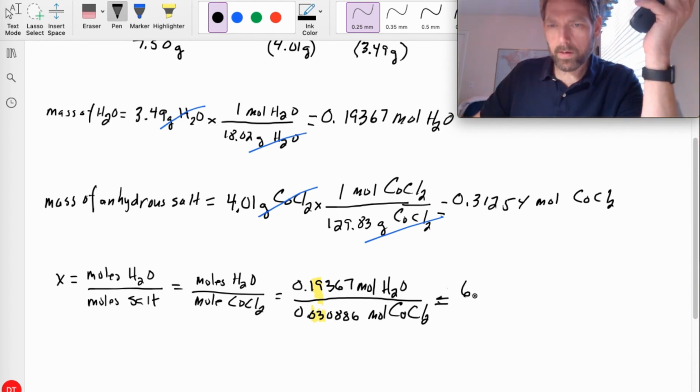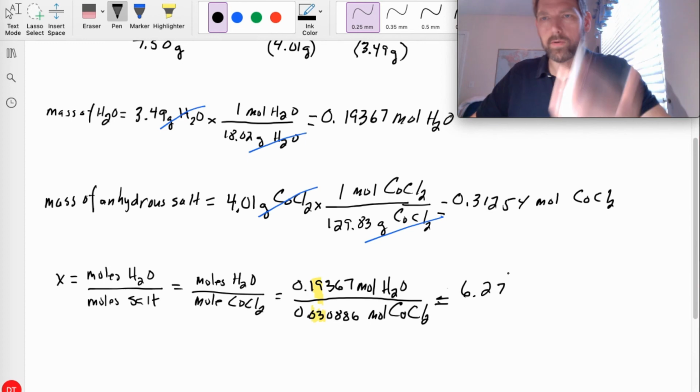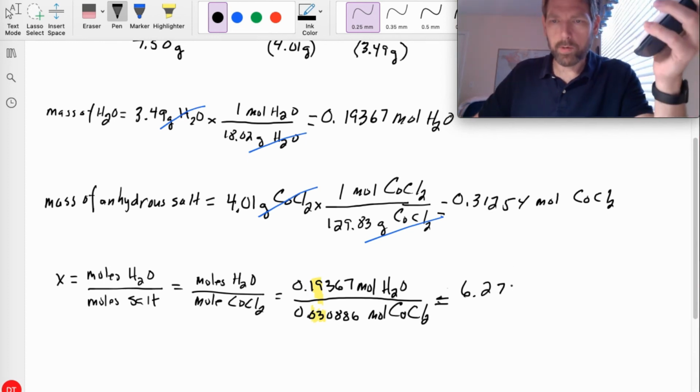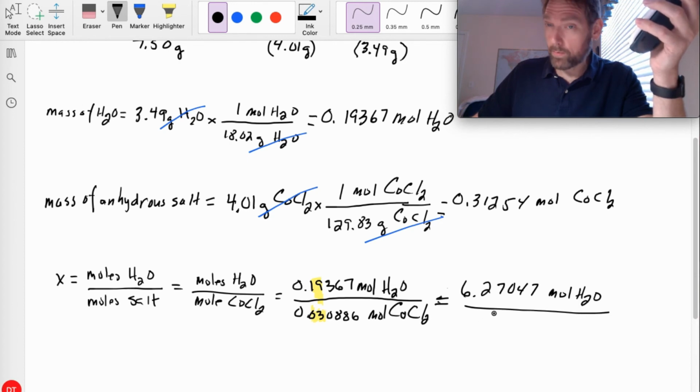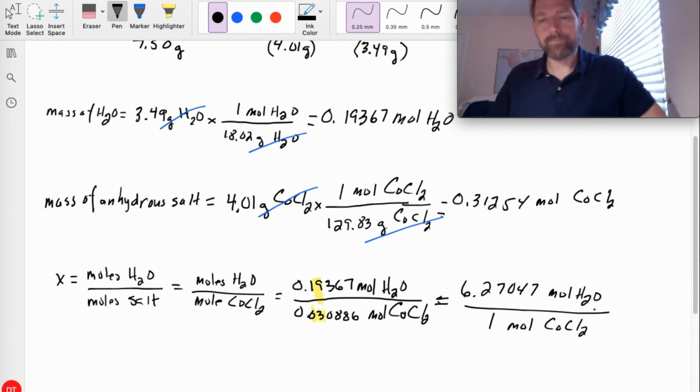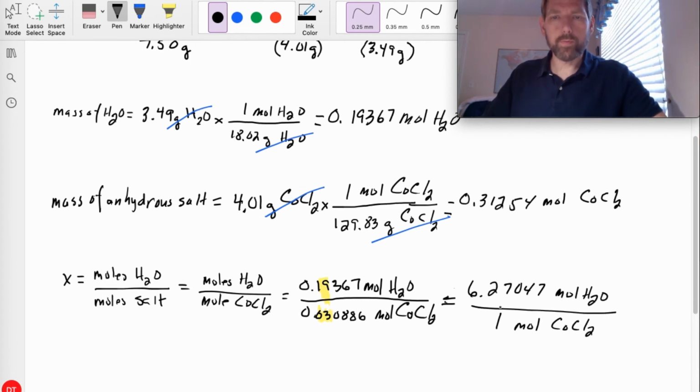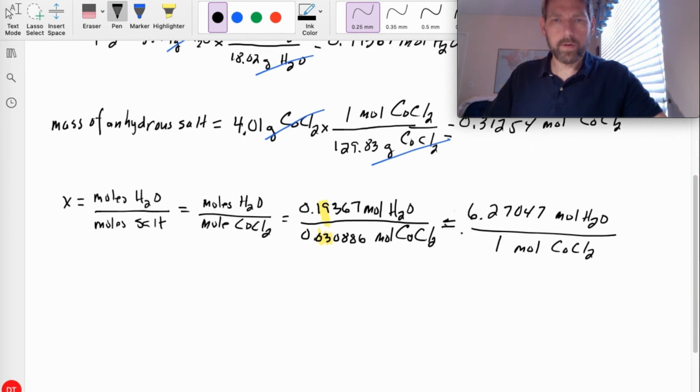We've got 6.27, and what else we got? Let's put a couple of the numbers. 0.47. And of course that is moles of water, right? Per, obviously now that we've reduced the fraction, this is 1 mole of the cobalt 2 chloride, our anhydrate, right? So how do we interpret this, right? How do we interpret this?